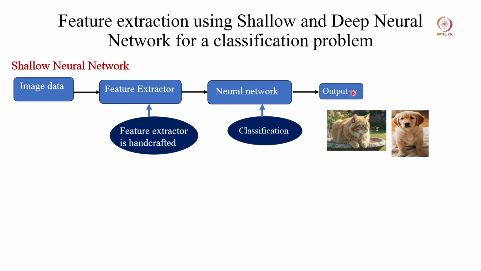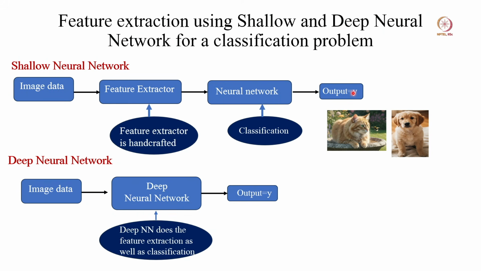Okay, so that happens in a shallow neural network, whereas a deep neural network does the feature extraction as well as the classification together. So, we do not require a separate feature extractor in a deep neural network, because it can learn the complex features that are present in the image and then it gives the output Y.